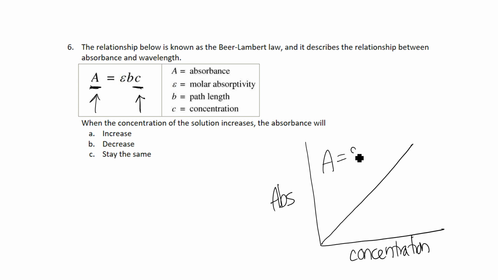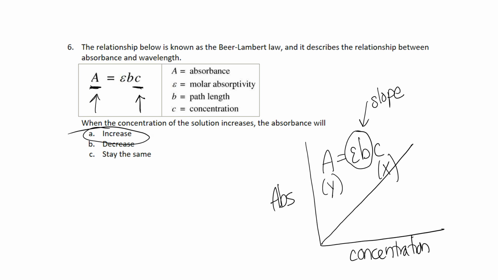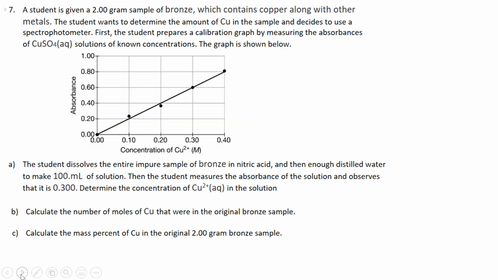And let's write this relationship out again. A equals epsilon BC. In this relationship, A is absorbance, the y-axis. Concentration is the x-axis. Therefore, this value right here is the slope of the line. So we can use this graphical method with some experimental data to find the slope, which is the value of epsilon times B. But coming back to this simple question, when the concentration of the solution increases, the absorbance will increase. So it is a direct relationship. The more concentrated, the greater the absorbance.